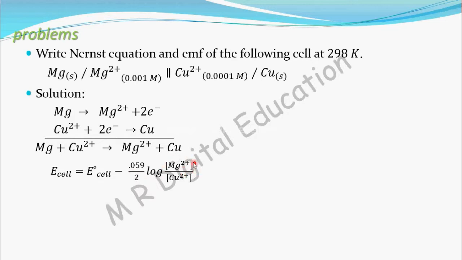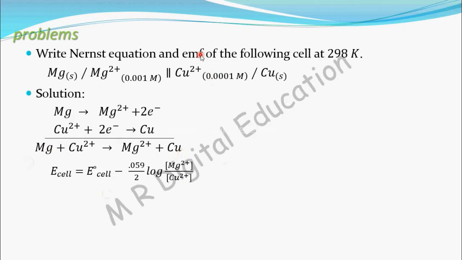in the numerator there should be the concentration of the oxidized form ions. Which is the oxidized form ion here? This is Mg2+, and divided by, in the denominator there should be the concentration of the reduced form of ions. Cu2+ is undergoing reduction, so its concentration should be here in the denominator. Now this is the Nernst equation.